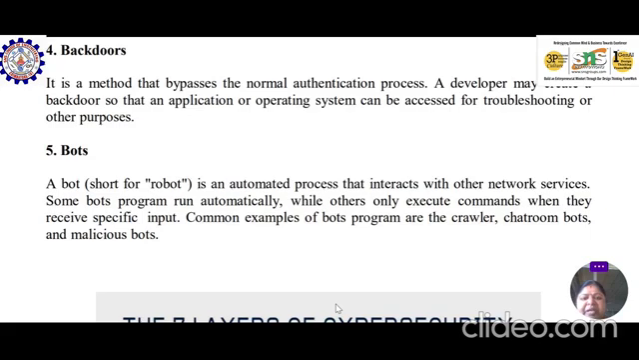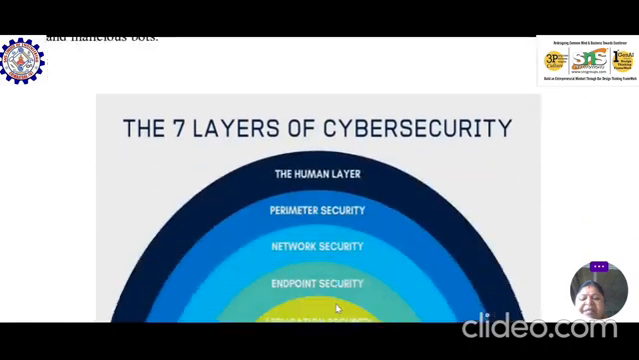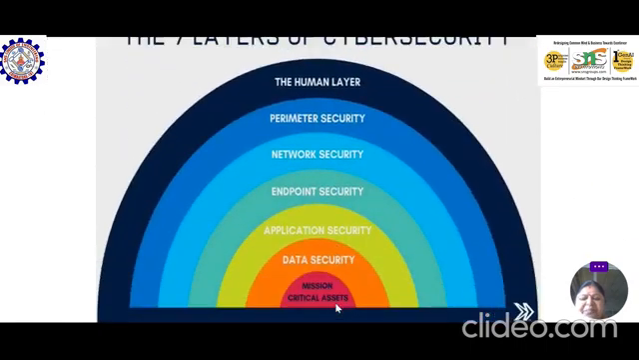So this is all regarding the types of cyber attacks. The first type is web-based attacks, and the second type is system-based attacks, in which we have 5 more types which have been discussed earlier. And now next come the 7 layers of cyber security.